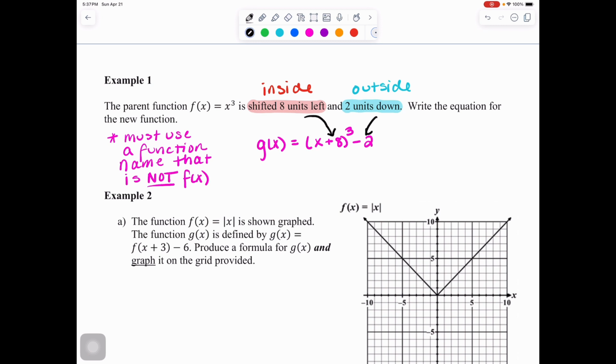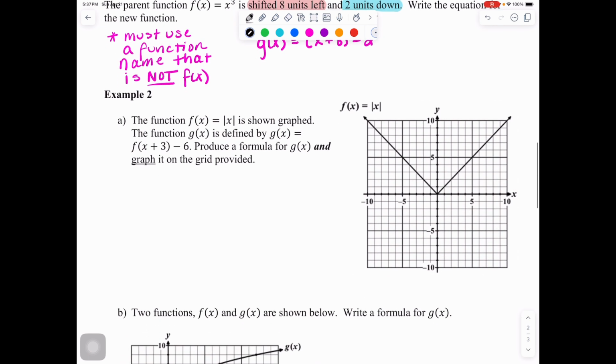In example 2, it says the function f of x equals absolute value of x, and it is shown graphed. So you can see that picture to the right. The function g of x is defined by g of x equals f of x plus 3, minus 6. They want us to produce a formula for g of x and graph it on the grid provided. So let's highlight those portions. We're going to produce a formula and we have to graph it.